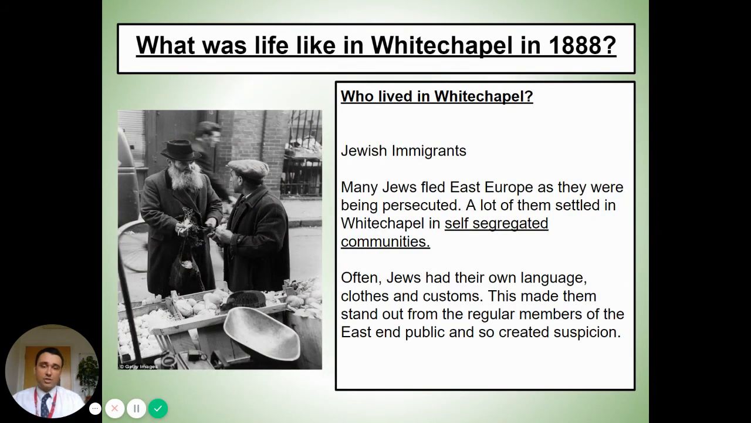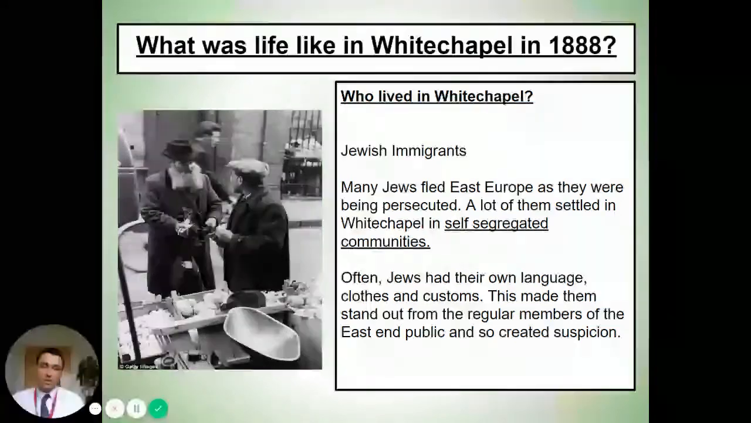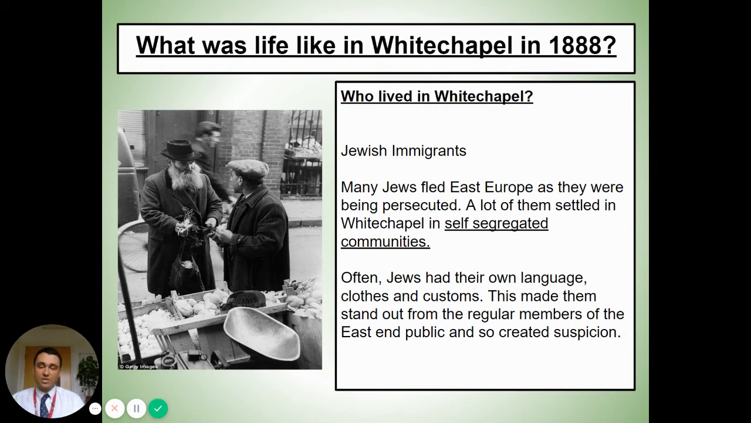And the second of our two groups were the Jewish immigrants. Now, many Jews fled East Europe because they were being persecuted. They were being targeted, they were being killed in places like Russia and Poland. And as they moved across Europe, a lot of them settled in Whitechapel, in what we call self-segregated communities. This means that they kept themselves to themselves. This means that they stayed together. They didn't really integrate. They didn't really mix in with other members of East London at the time.